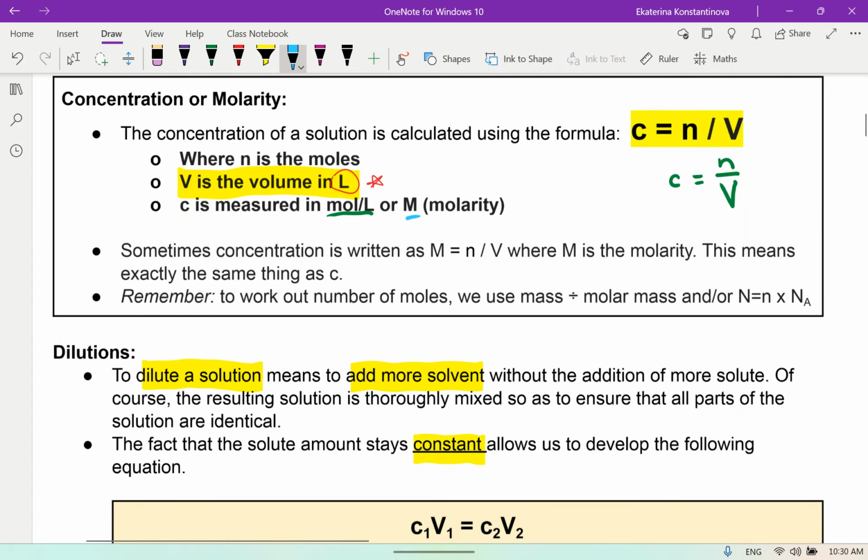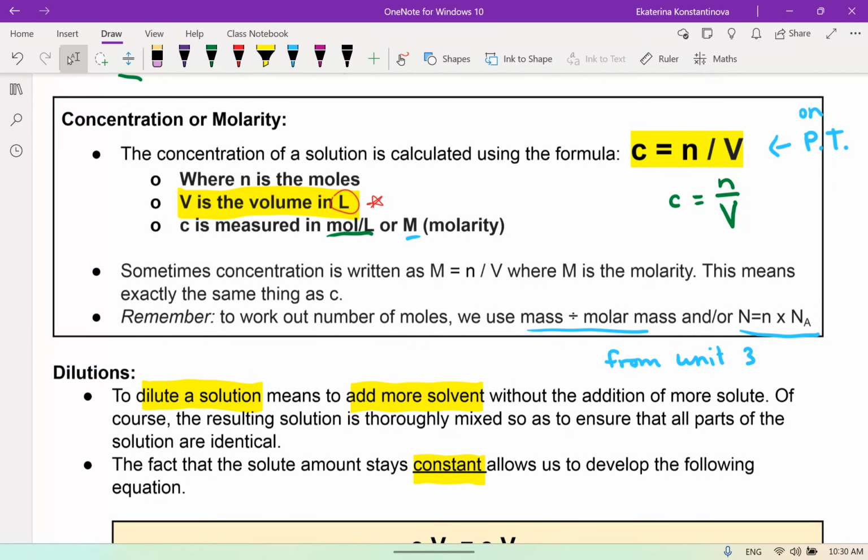So remember, to work out number of moles, we will use mass and molar mass, or we will use our old equations from Unit 3 that you can find on the back of your periodic table. This equation, C equals n over V, is also on the back of your periodic table. Okay, so that's one way we can look at concentration related to volume and moles.